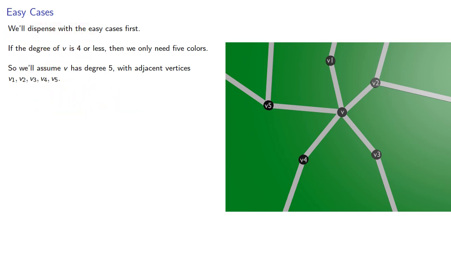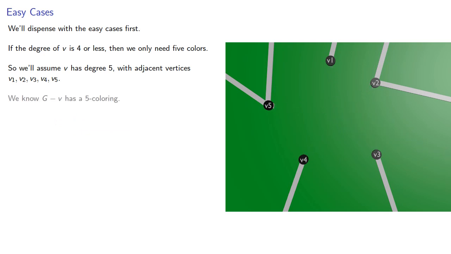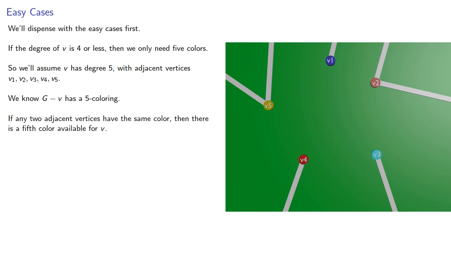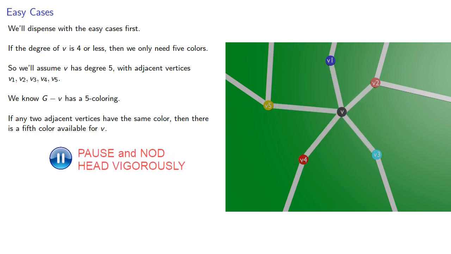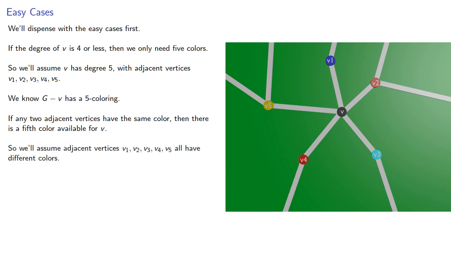Now, we know the graph minus that vertex has a 5 coloring. Remember, that's our induction hypothesis. And if any two adjacent vertices have the same color, for example, if V2 and V4 end up both being colored red, then there is a 5th color available for V. So we'll assume that the adjacent vertices all have different colors. In other words, after we've removed that degree 5 vertex and colored the remaining graph, we have to assign different colors to the vertices V1 through V5.